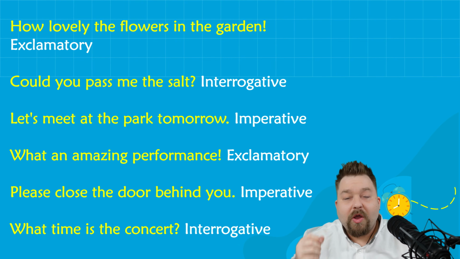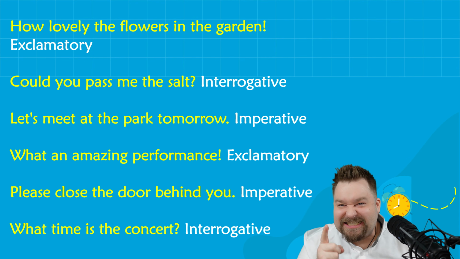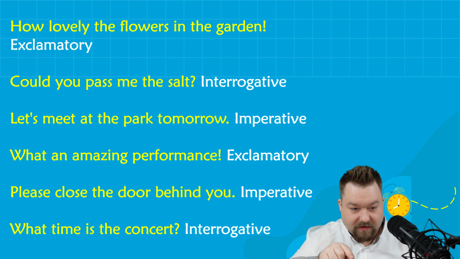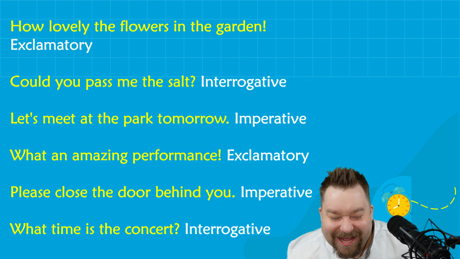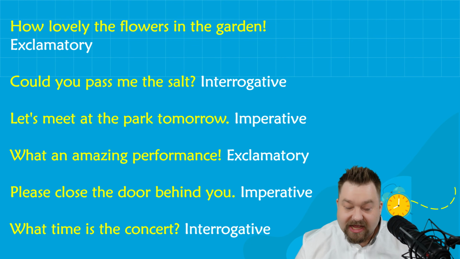Number 4, what an amazing performance. Exclamatory. It's exciting. It's happy. Yes. It's amazing. Wow. Number 5. Please close the door behind you. That is an imperative sentence. I'm asking you to do something. There's a period and a capital P.